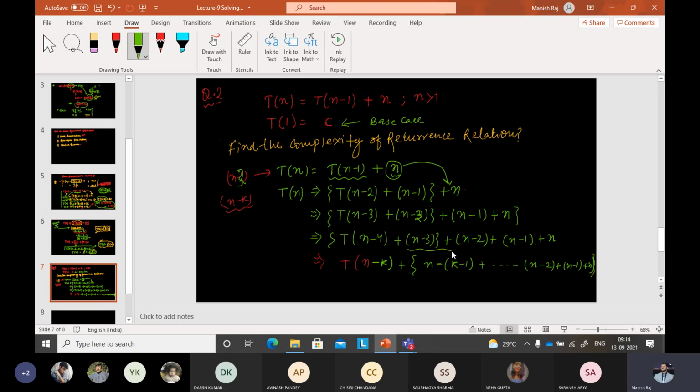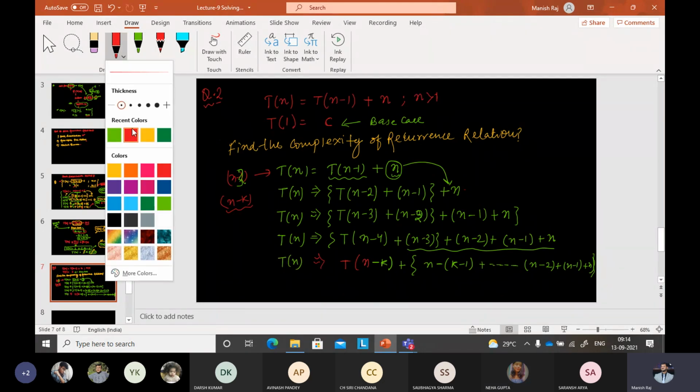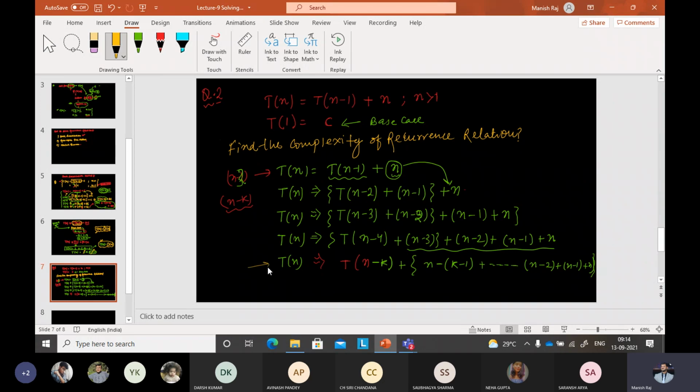These terms will all be added, right? So all the terms I am adding, and I am using dot dot dot, and you can write this thing. Is it okay? You are with me till now? Yes, this is the generalized term, sir. Okay, very good. When I get the generalized term, then I will use the base case.